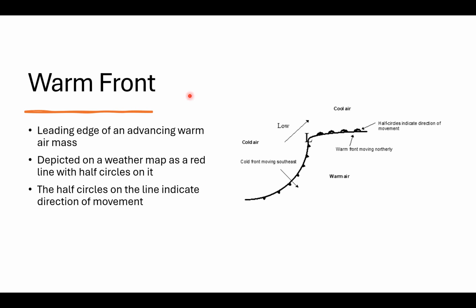Now let's change gears and talk about a warm front. A warm front is simply the leading edge of an advancing warm air mass. It's depicted on a weather map as a red line with half circles on that line. The half circles on the line indicate the direction of frontal movement.